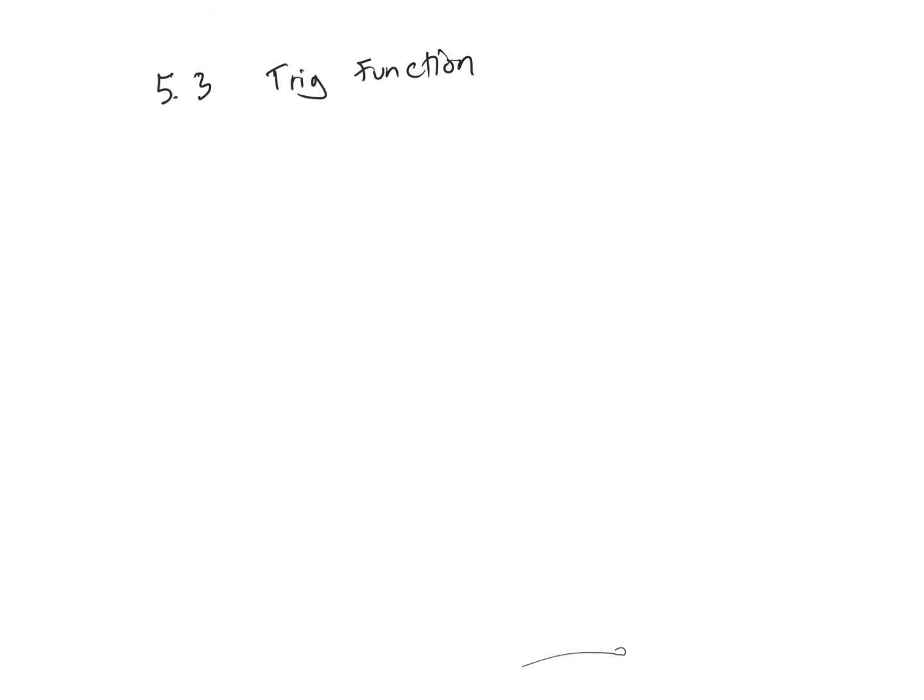So let's say we had tangent squared of x minus 1 equals 0, and we want to solve for x. And this time we're going to put it in an interval. Let's say we want it in radians, so let's say from 0 to 2 pi radians here.